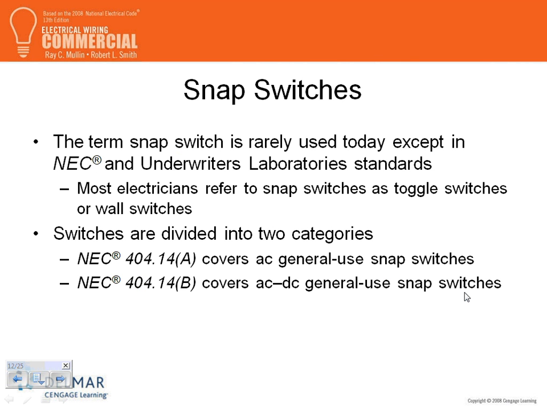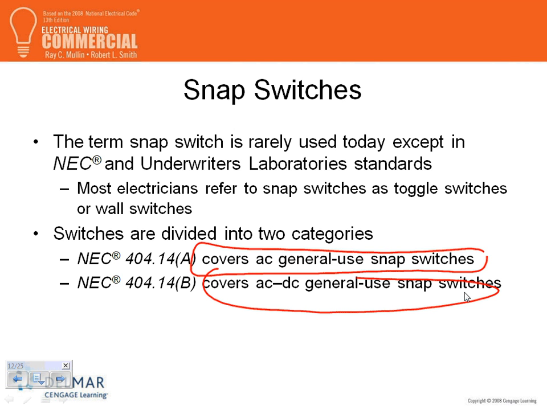Okay, snap switches, guys, the toggle switches that you have. The only thing I want to mention about the snap switches, this is the snap switch that we're talking about right here. There are a few changes. There are 2 types of them. The most common type that we're using is this one here, AC general use snap switches. You can also get them AC/DC, where you can land AC or DC on them.